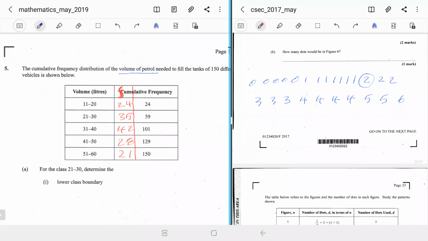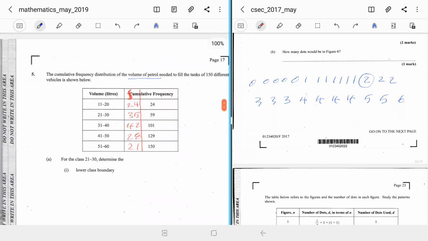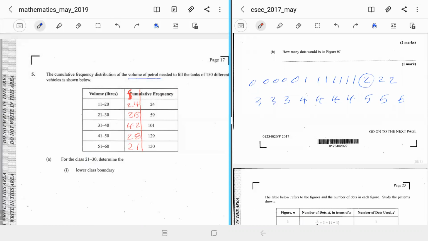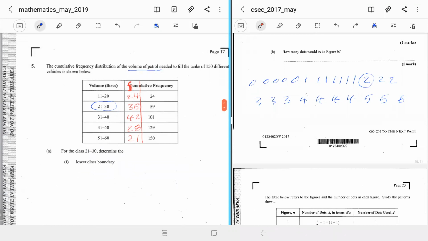All right? I can still interpret what this means. Remember, these are your totals, the total number of vehicles. So we can answer some questions now. For the class interval 21 to 30, which is the class interval we're talking about, I want you to tell me the lower class boundary. What's the lower class boundary for the 21 to 30 class interval? Come on, lower boundary. 20.5. Beautiful. And say the liters. Get into the habit of saying the unit of measurement. Everything is important. Liters. 20.5 liters.